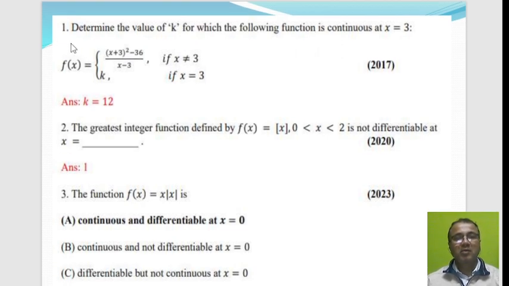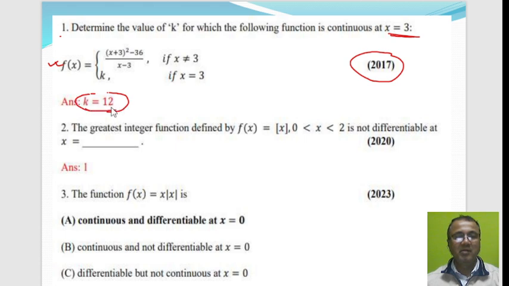Suppose here question number 1, what is given here? It is a board question. It came in 2017 only. Find the value of k for which the following function is continuous at x equal to 3. You have to find the value of k. So whatever I have done previously, you can try the same procedure. You can find the value of k. The value of k will be 12. We will get 12. This also came in the exam.